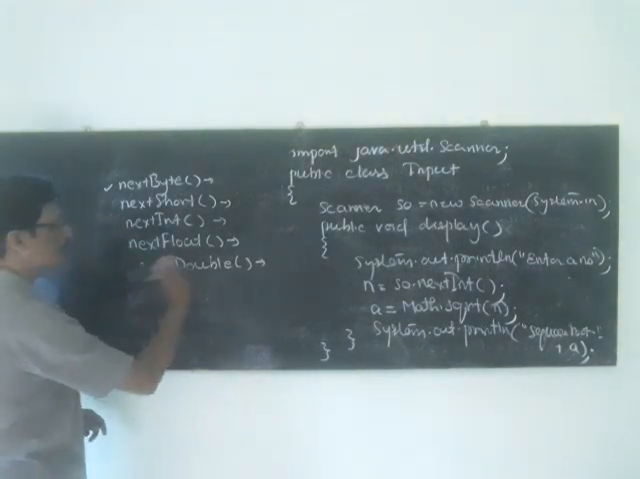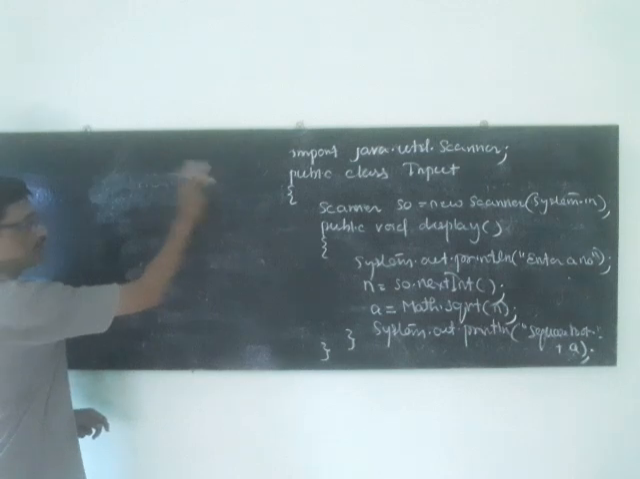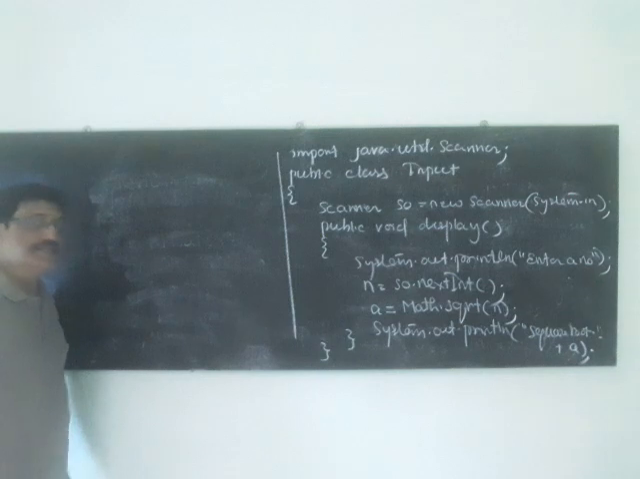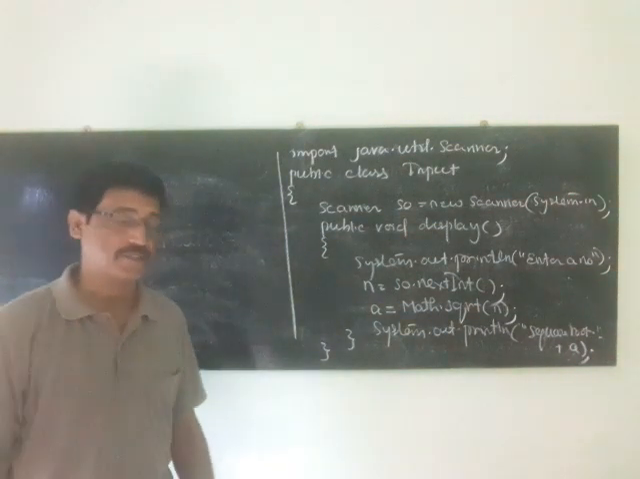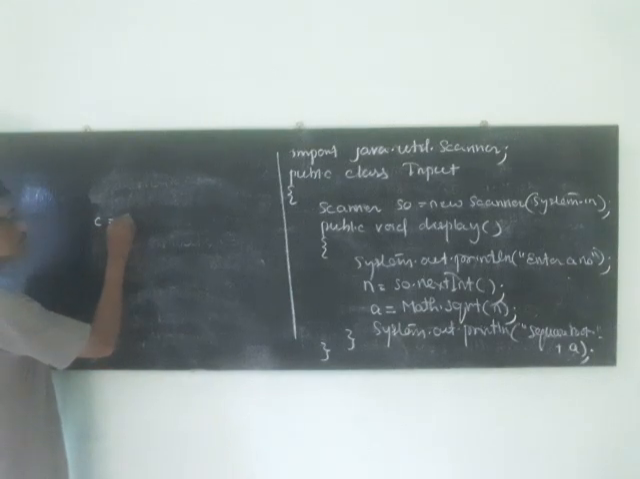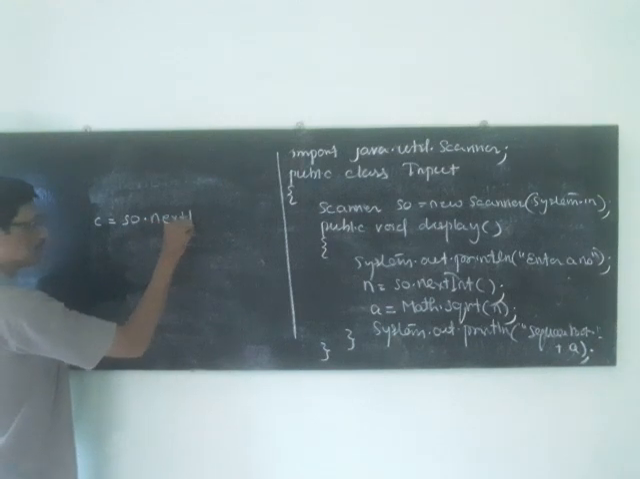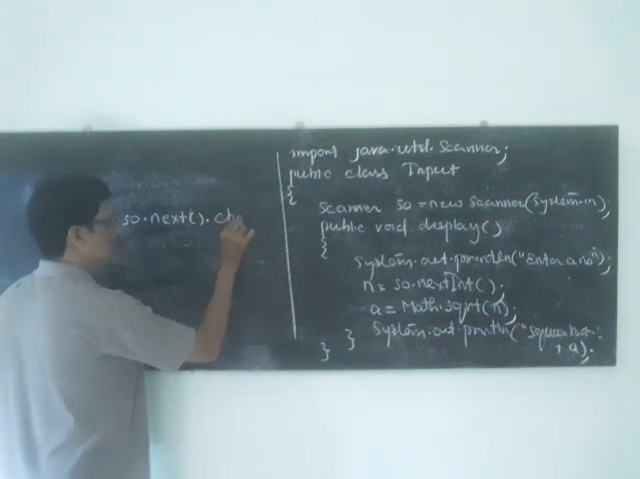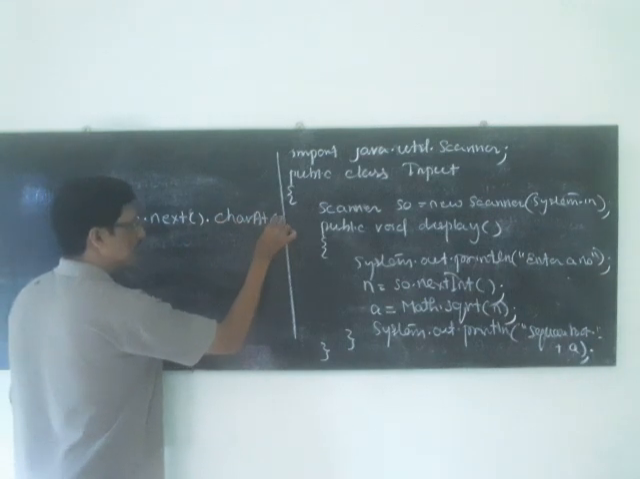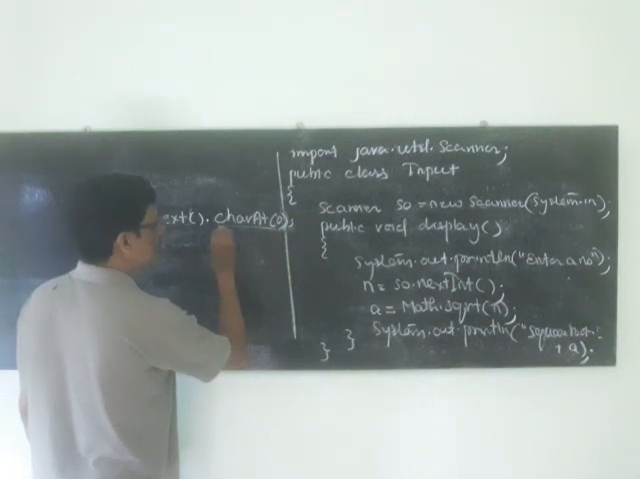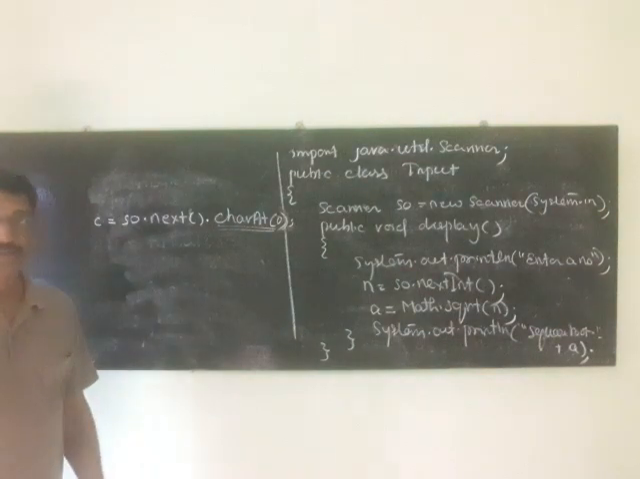So now we will discuss how to input a single character from the keyboard. To input a single character from the keyboard, you can use the next function, and you can store it in a variable. Say char variable c is equal to your scanner object so dot next dot charAt(0). So this charAt(0) is a function of the Character class.